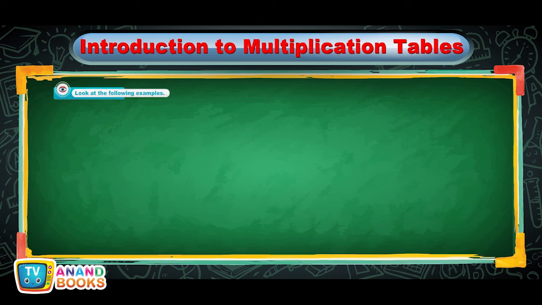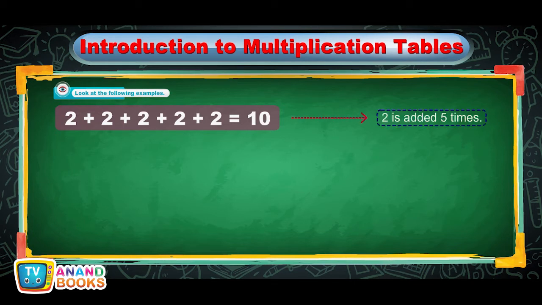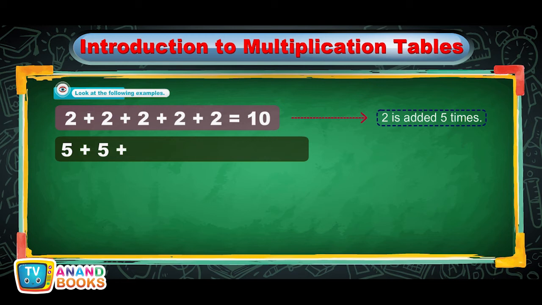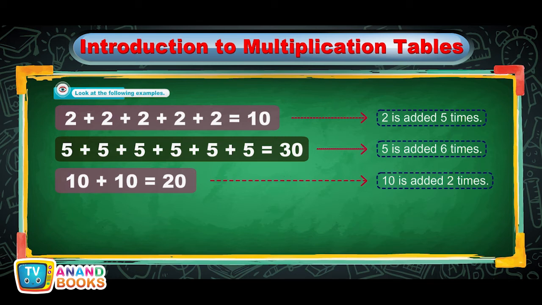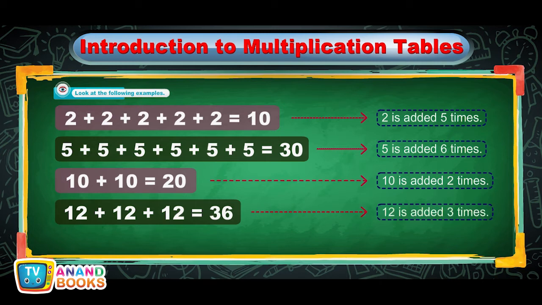Look at the following examples. 2 plus 2 plus 2 plus 2 plus 2 equals 10. 2 is added 5 times. 5 plus 5 plus 5 plus 5 plus 5 plus 5 is equal to 30. 5 is added 6 times. 10 plus 10 is equal to 20. 10 is added 2 times. 12 plus 12 plus 12 is equal to 36. 12 is added 3 times.